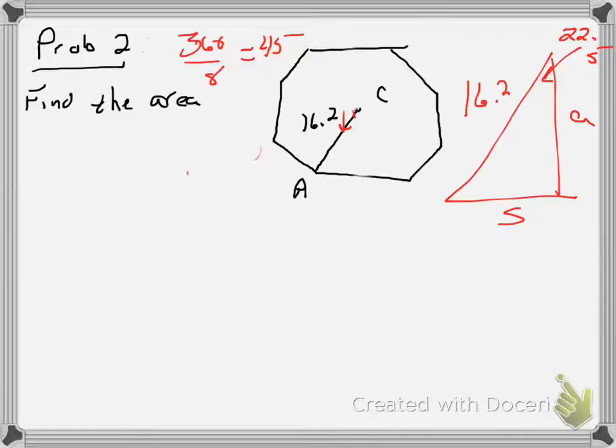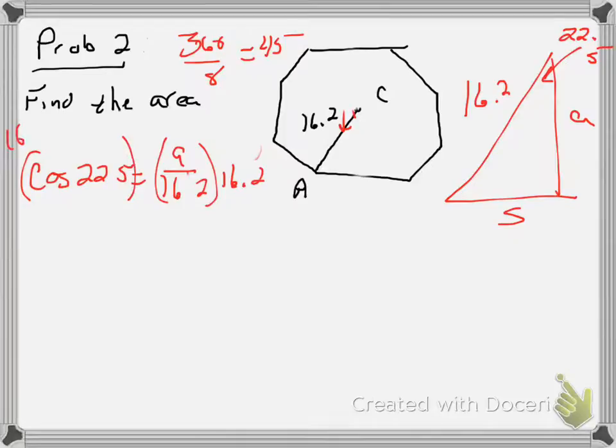Well, let's find the apothem first. So the apothem is adjacent and hypotenuse, so that's going to be the cosine of 22.5 equals adjacent, which is A, over hypotenuse, which is 16.2. To solve for A, multiply both sides by 16.2. I get A equals about 14.97.